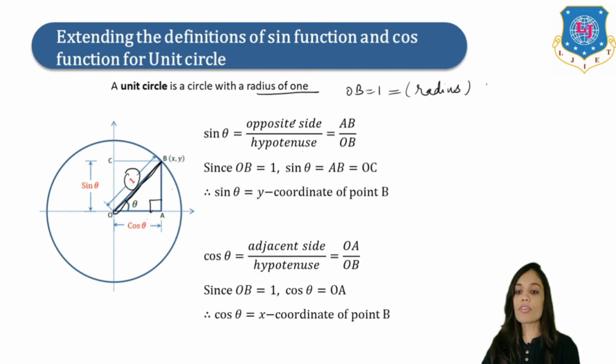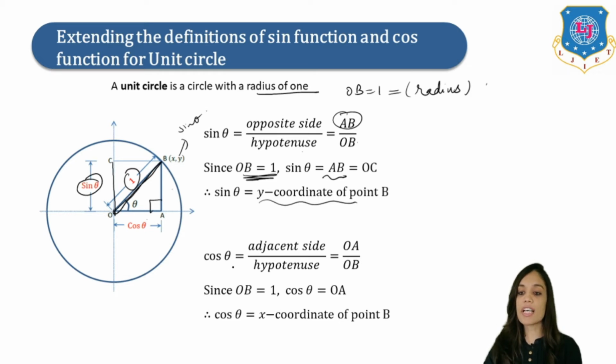Done? So now sine theta is equal to AB upon OB, but our OB is 1, right? So sine theta will be equal to what? AB. Now you can see in this diagram that AB will be equal to OC because it is a rectangle, right? So sine theta is finally our y coordinate of the point B. So this can also be written as sine theta. So here you can see this is denoted by what? Sine theta, fine?